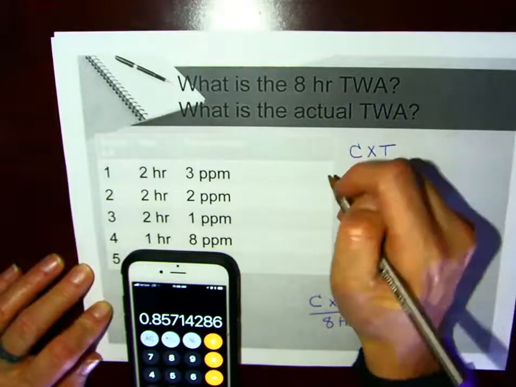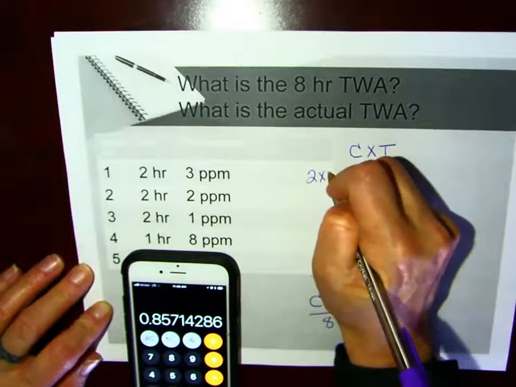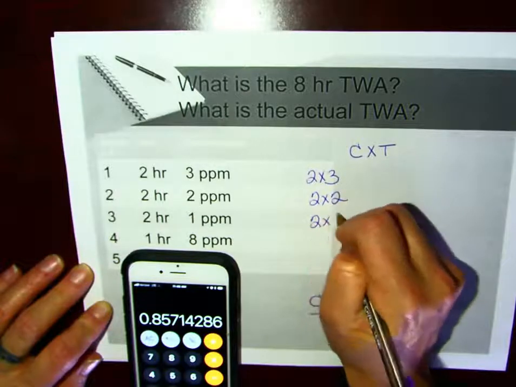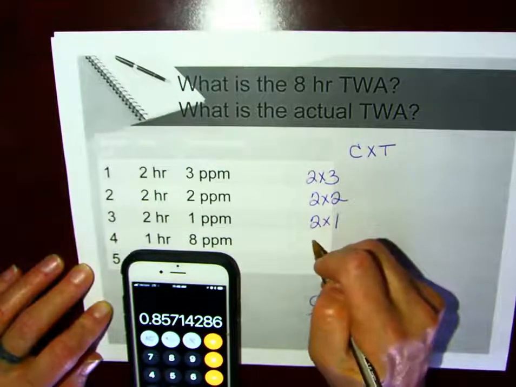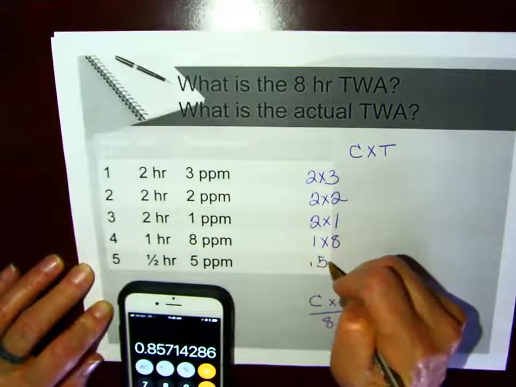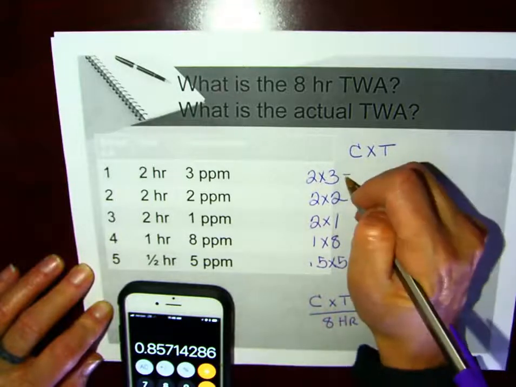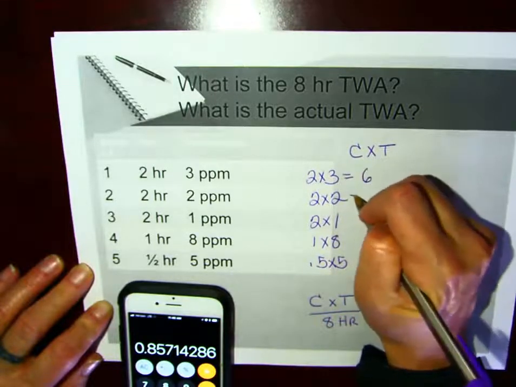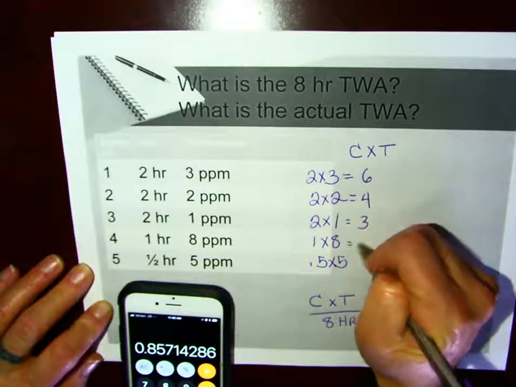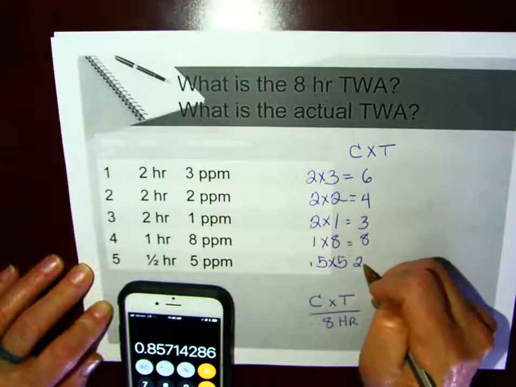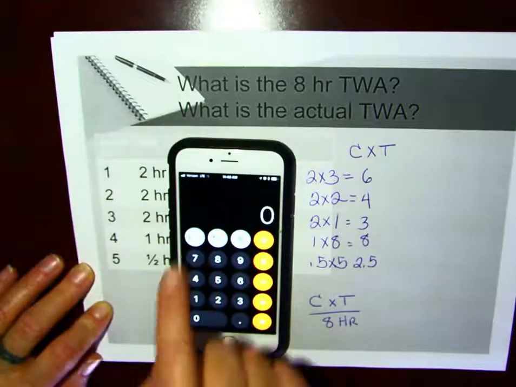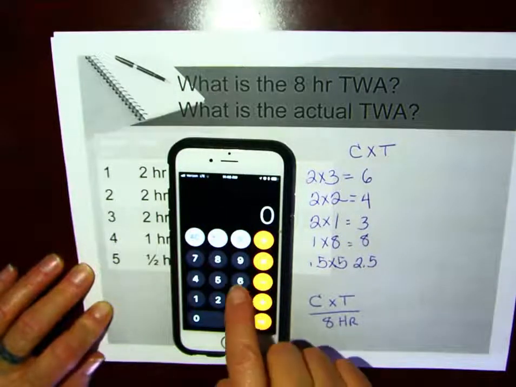So concentration times time would be 2 times 3, 2 times 2, 2 times 1, 1 times 8, 0.5 times 5, which would give us 6, 4, 3, 8, 2.5. I'm sorry for my phone calculator. I can't seem to find my calculator right now, so I'll just do this for you.